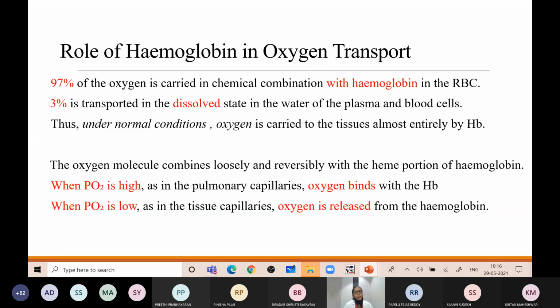When PO2 is high, as in the pulmonary capillaries, that is, when the partial pressure of oxygen is high, oxygen binds with the hemoglobin. When the partial pressure of oxygen is low, as in the tissue capillaries, oxygen is released from the hemoglobin. So whenever the partial pressure of oxygen is more, as in the lungs, oxygen binds to the hemoglobin. Whenever it is less, as in the tissue capillaries, oxygen is released from the hemoglobin.